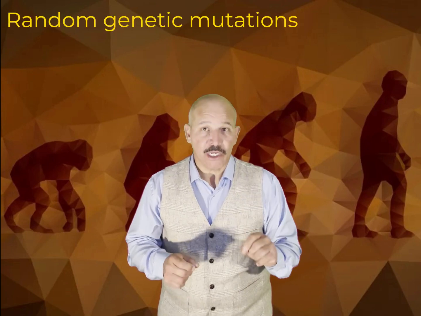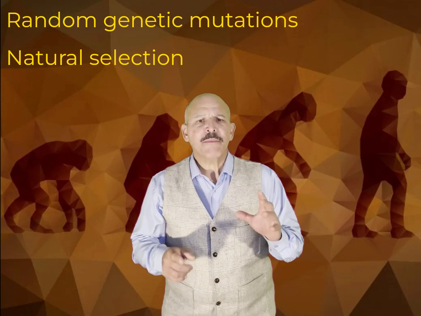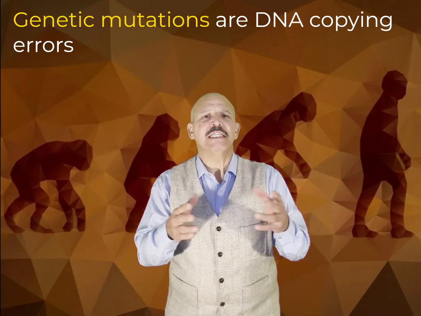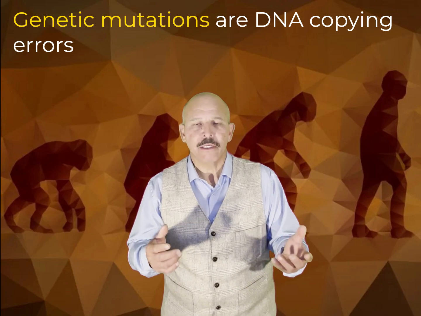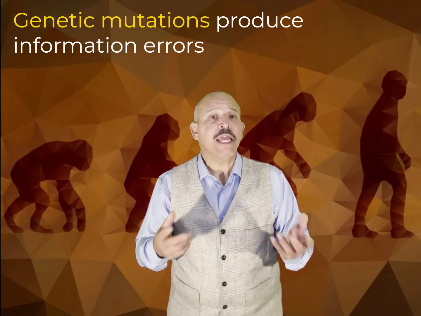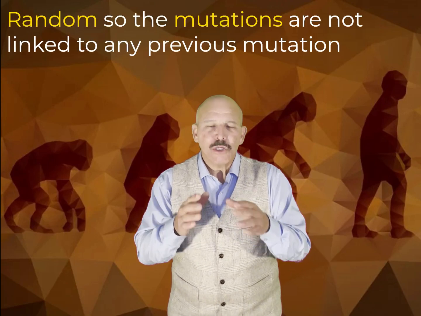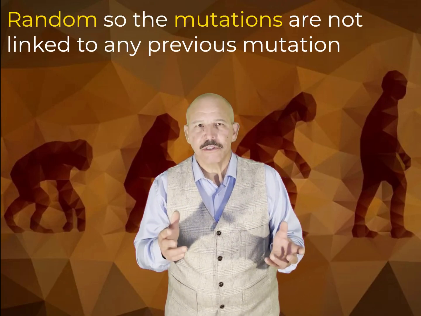Now, there are two basic mechanisms involved in evolution. One is random genetic mutations, and the other one is natural selection. Now, genetic mutations are essentially errors in DNA that occur during copying. They're copying errors. And remember, DNA is information, so they're errors in information. Now, the mutations are also random. That means they're not linked to any previous mutations.